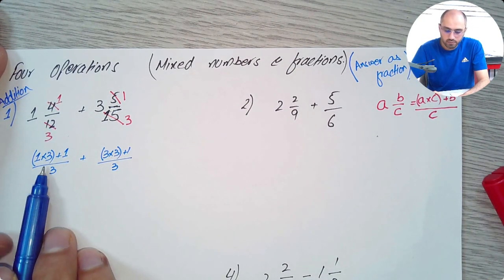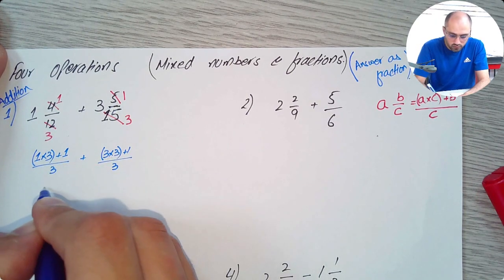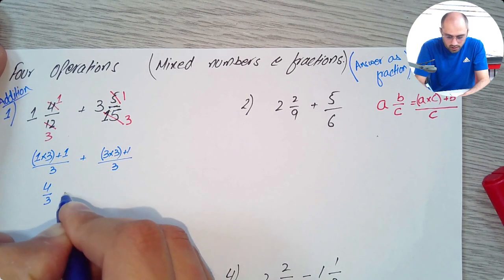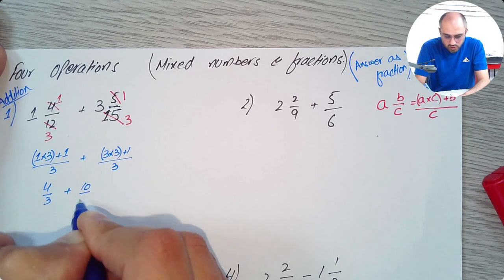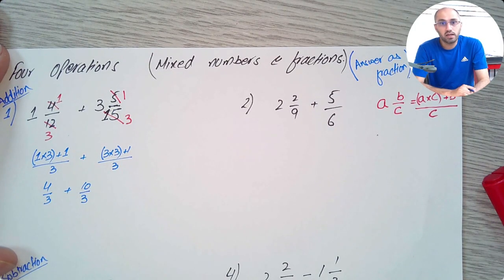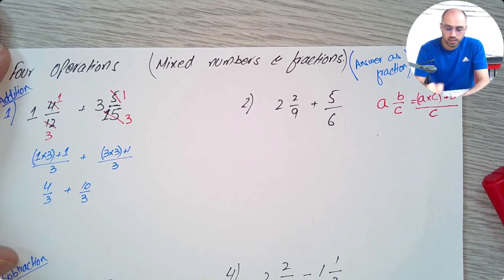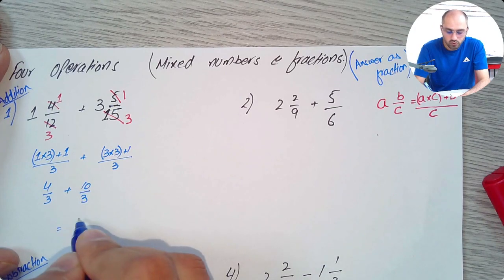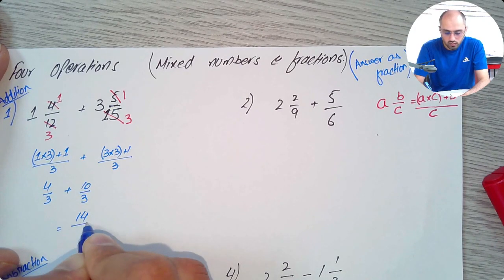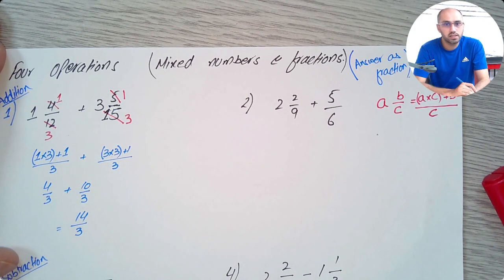Now I can simplify the numerator. This will change to 4 over 3, add 10 over 3. I now have to add the 2 fractions. I see my 2 fractions have a common denominator, so I can straight away go ahead and add them. Remember, when you add fractions, you only add the numerator. So if you add 10 and 4, you'll end up with 14 over 3, and that is my answer.